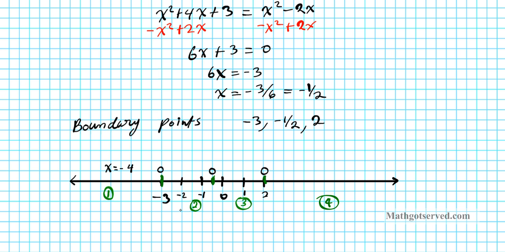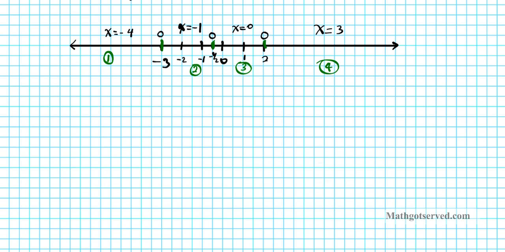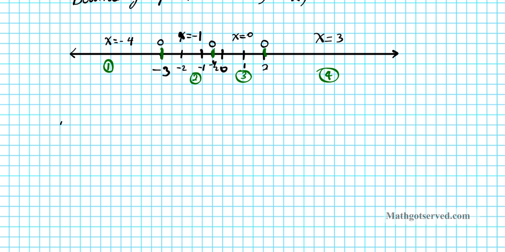And then for this interval between -3 and -1/2, we can pick, how about we just pick x equals -1. Then interval 3 between -1/2 and 2, x equals 0 is pretty easy, and then any number bigger than 2 will satisfy interval 4. We can pick x equals 3.